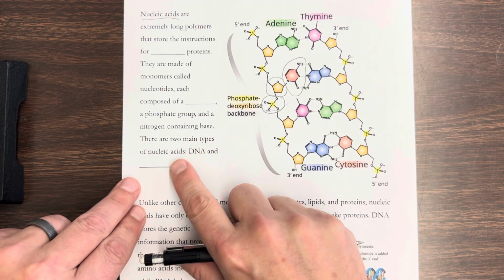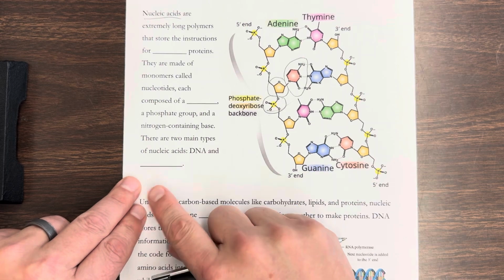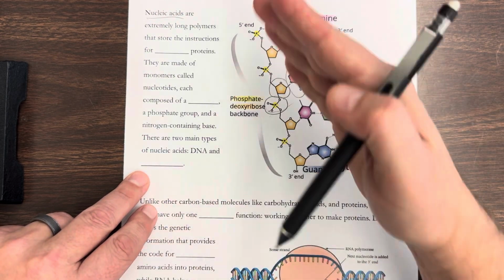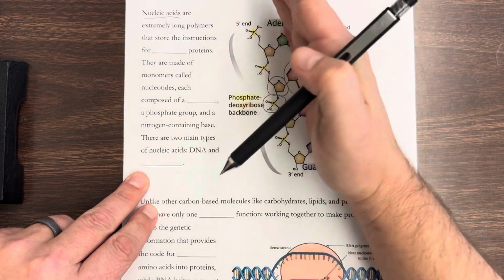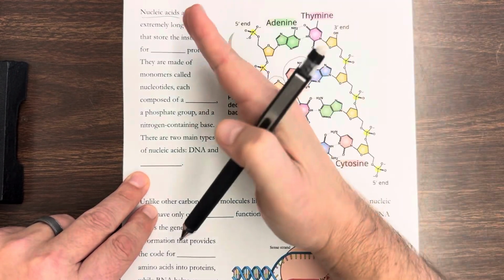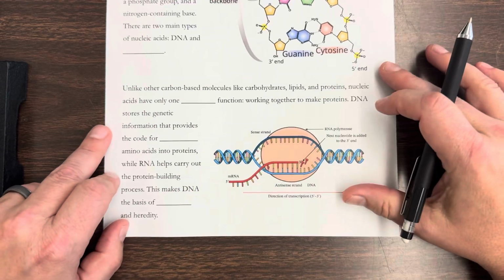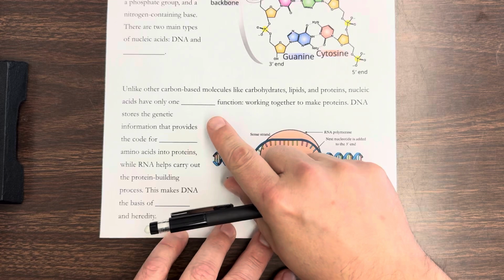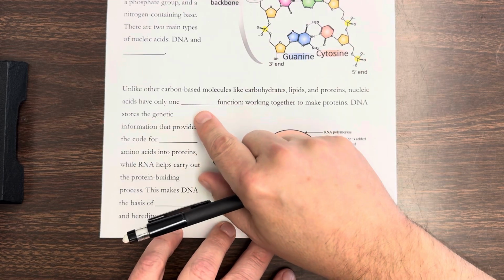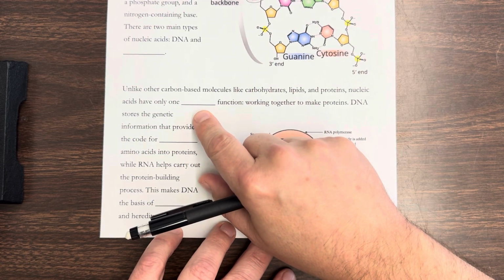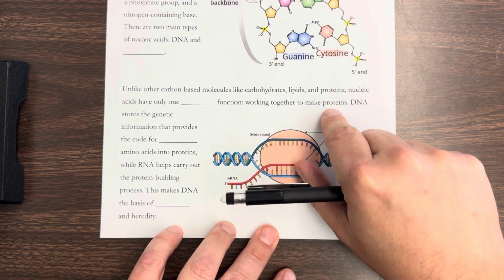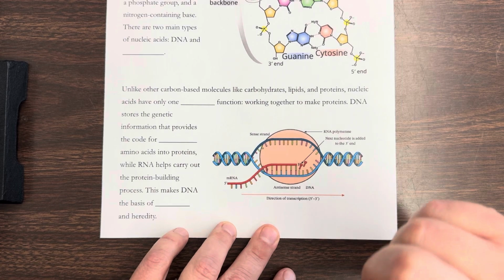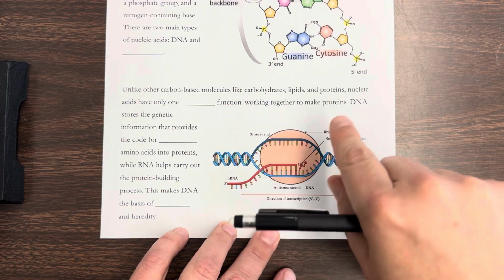There are two main types of nucleic acid, DNA and RNA. So this is DNA. RNA is slightly different. It basically is this, but cut only half of it. So either this half or this half. Unlike other carbon-based molecules like carbohydrates, lipids, and proteins, nucleic acids have only one primary function: working together to make proteins. So this is what your DNA does. It works to make proteins. It's the instructions or the instruction booklet.